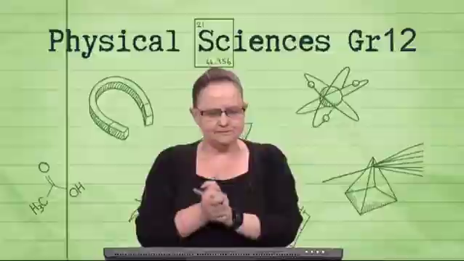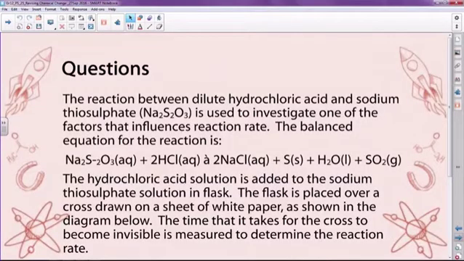So it says to us, the reaction between dilute hydrochloric acid, okay, and sodium thiosulfate, Na2S2O3, is used to investigate one of the factors that influences reaction rate. The balanced equation for the reaction is the sodium thiosulfate, don't worry about the -2 over there, plus the hydrochloric acid gives me sodium chloride, sulfur solid, water, and SO2 gas.